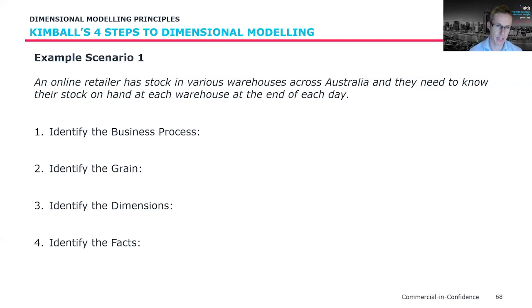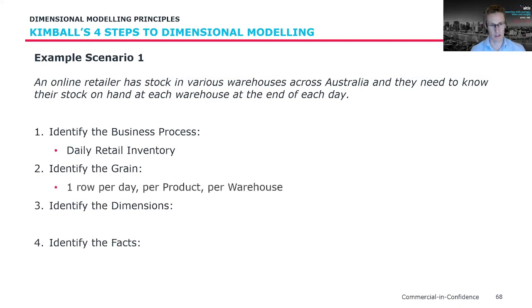We've got this online retailer that has stock in various warehouses across Australia, and they need to know what their stock on hand is at each warehouse by the end of each day. So the first thing we do is we identify what the business process is. It's a daily retail inventory. We then identify what our grain is. So it's 1 row per day per product per warehouse. We then look to identify what our dimensions would be: a date dimension, a product dimension, and a warehouse dimension.